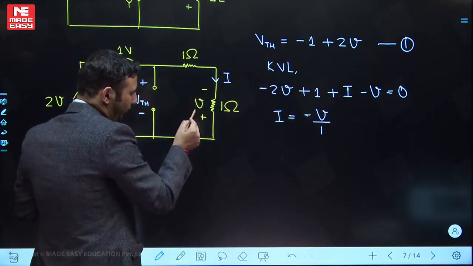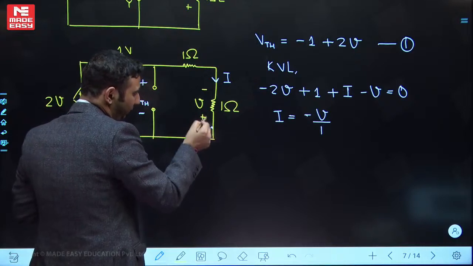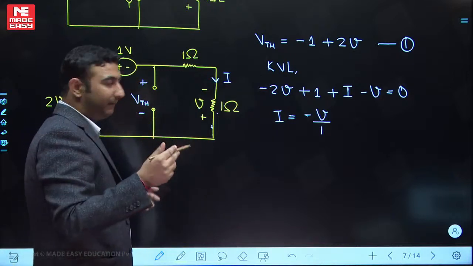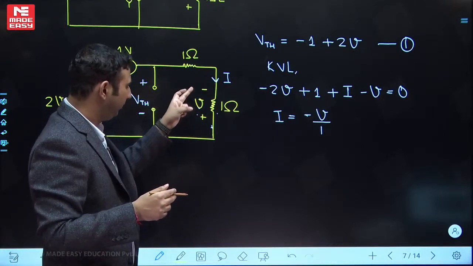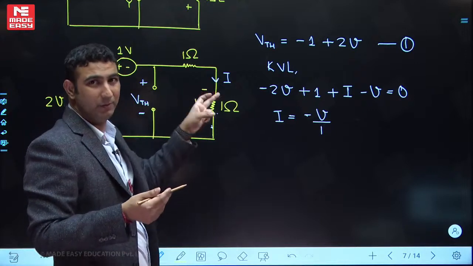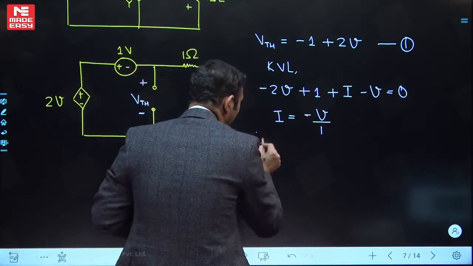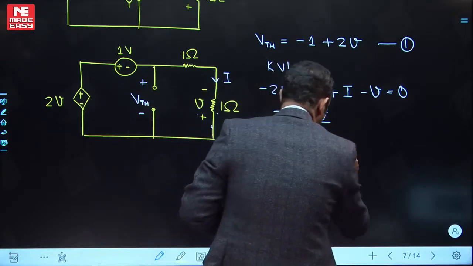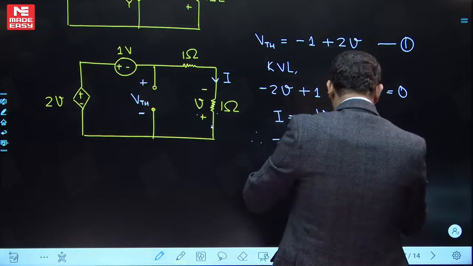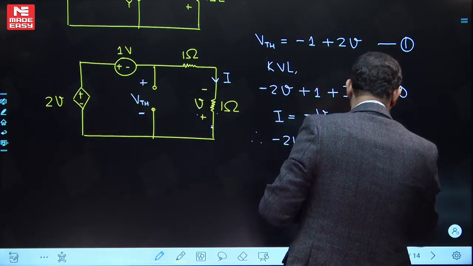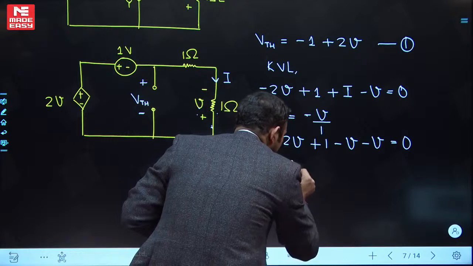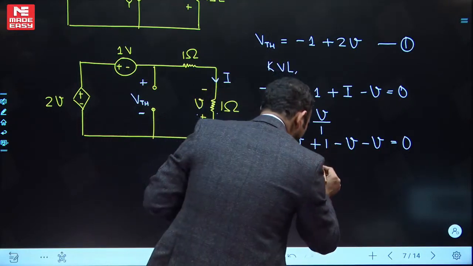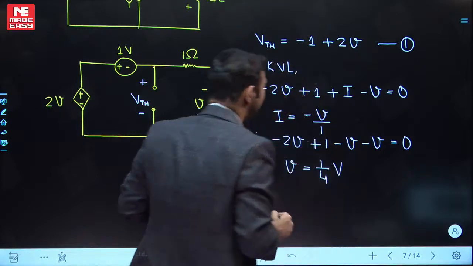Because if we look at this voltage, how should the current be? Here, from here upward, what will the current be? V by 1, but it is opposite, so minus V by 1. Or whichever way, reverse the polarity, so it will be plus, this will be minus, so minus V by 1. Therefore, what I am getting is minus 2V plus 1 minus V is equal to 0. So from here you can see V is coming equal to 1 by 4 volts.